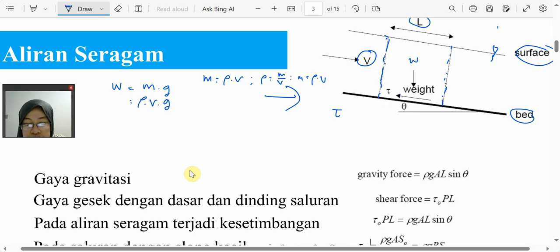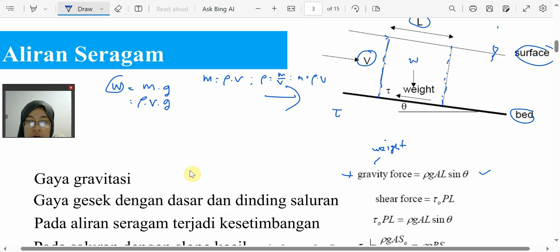Okay, and then this weight also acts as a gravity force in this case. Okay, so if we look in here, the gravity force, which is equal to weight.